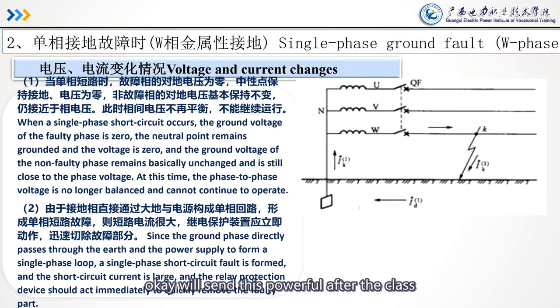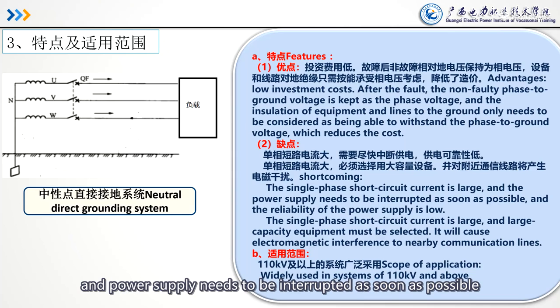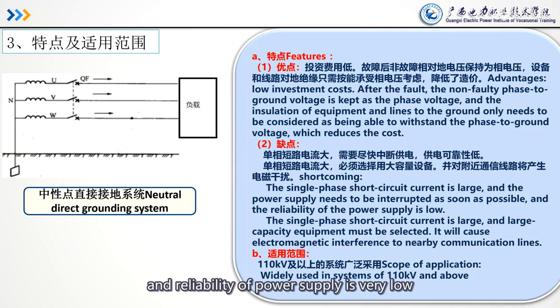Okay, we'll send this PowerPoint after the class. And mostly we have the features of this, and we have advantages and disadvantages. The advantage of this is low investment cost, and after the fault, the non-faulty phase to ground voltage is kept as the phase voltage. But you also have the shortcoming, which is the disadvantage. The single-phase short circuit current is very large, and power supply needs to be interrupted as soon as possible, and the reliability of the power supply is very low. The scope where it is widely used is systems of 110 kilovolts and above.